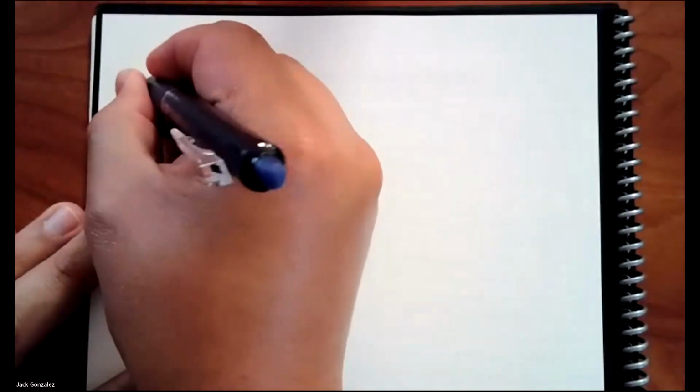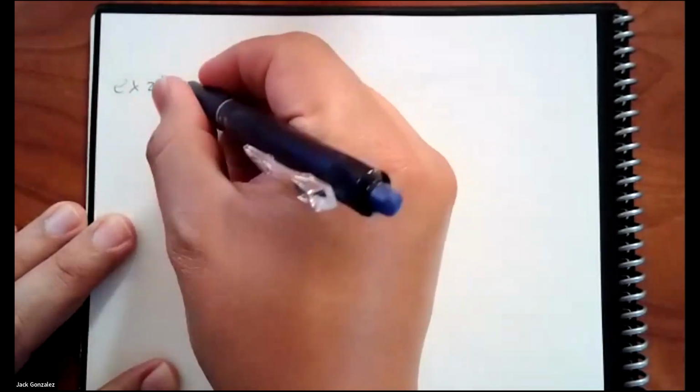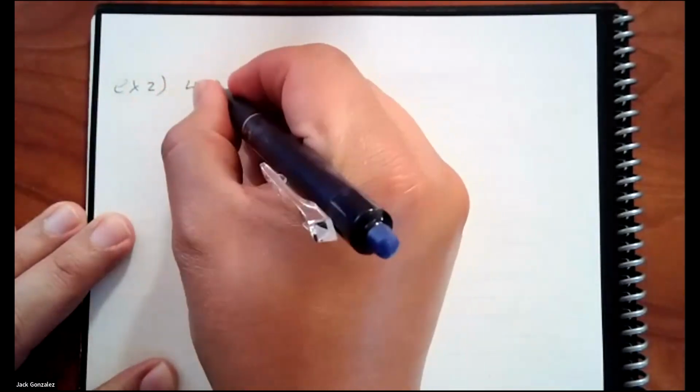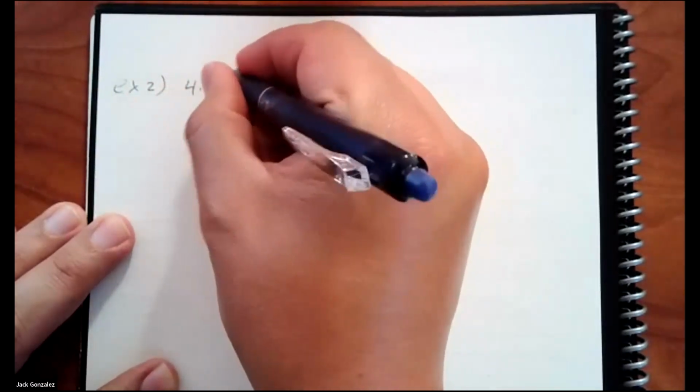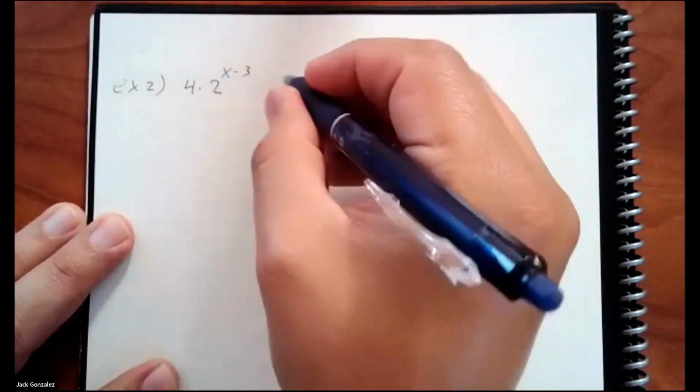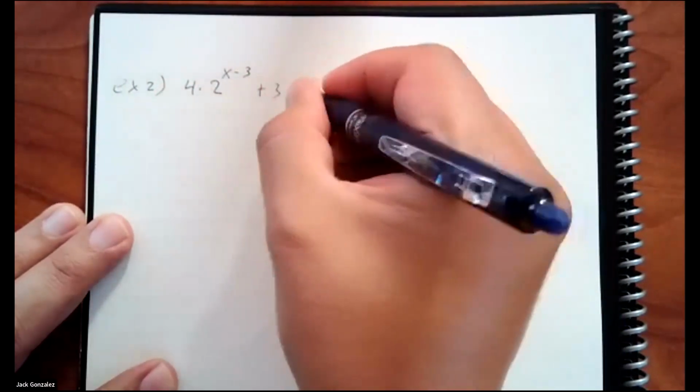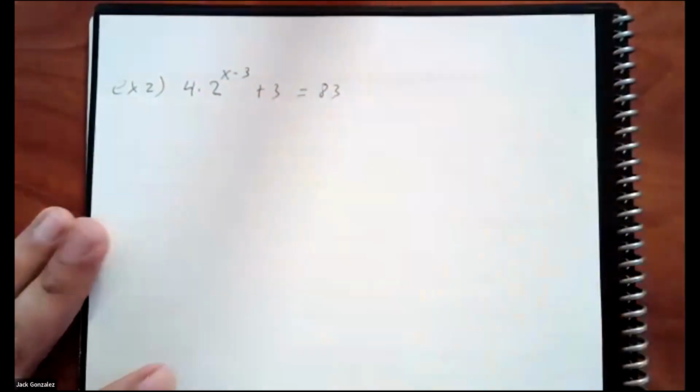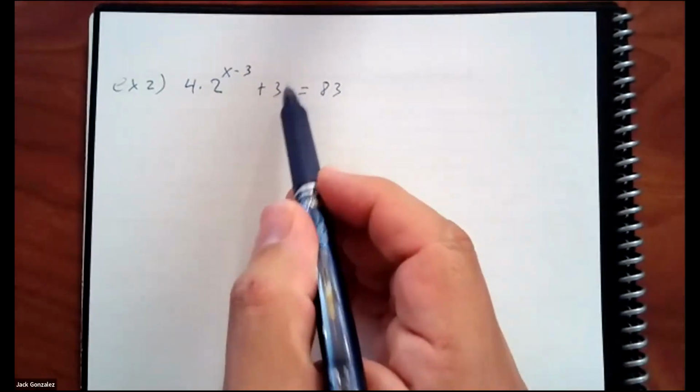Example 2. 4 times 2 to the x minus 3 plus 3 is equal to 83. So yeah, that exponential thing with a 4 on it, and this 3 just hanging out there.